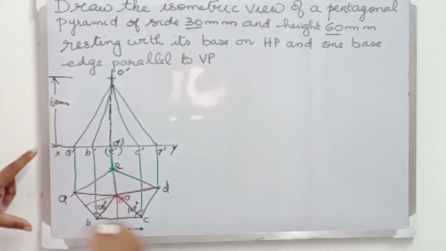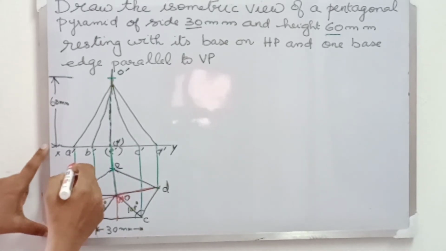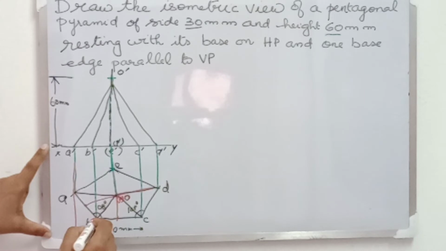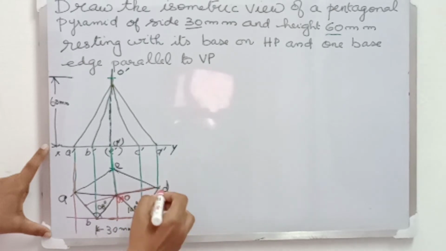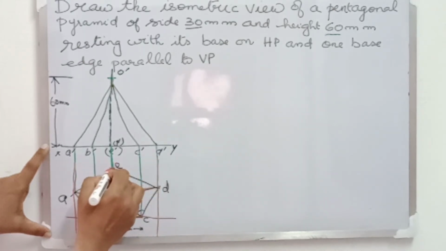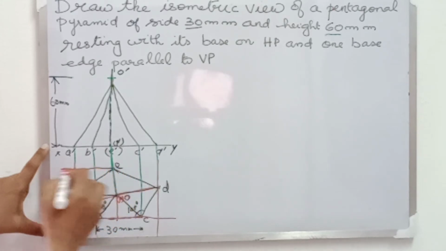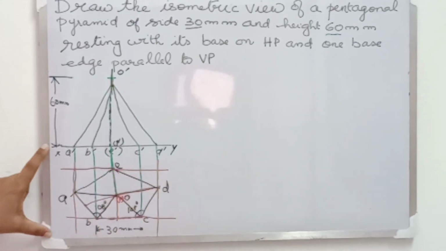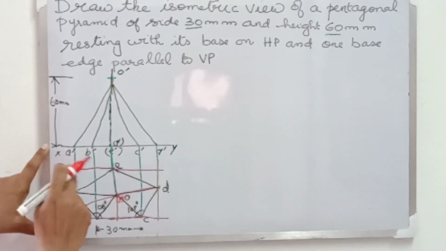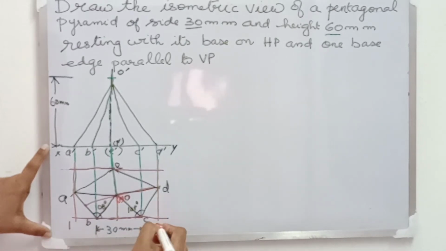To draw the isometric view, we need to enclose this pentagon in a rectangle. So, enclosing this pentagon in a rectangle by drawing horizontal and vertical lines touching its outermost edges and corners. So, I have completed drawing the enclosing rectangle. Let us name it as 1, 2, 3, 4.